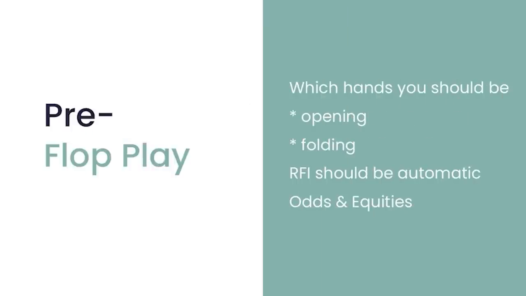So you should know exactly which hands you should be opening and which hands you should be folding. Like your raise first in ranges should be so automatic to you that you don't want to spend brain power thinking about it. You should just know, and it should just be automatic. So you should know exactly which hands to open in which positions, which hands you should be folding, and so on and so forth. You also want to play around with the odds and equities, but we'll get into that a little bit later. I'll show you some equity calculators and other tools you can use, but you definitely want to have an idea of the odds and equities in poker before moving on to more advanced concepts.